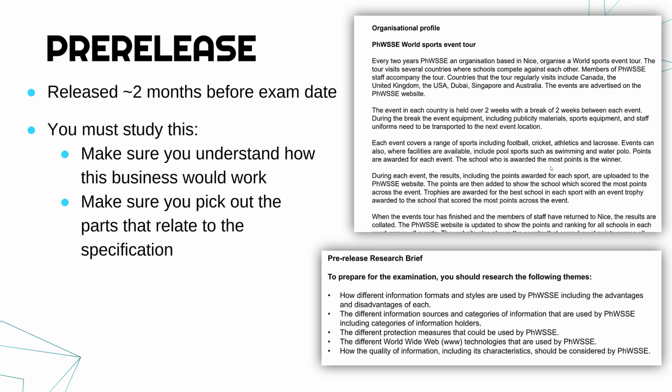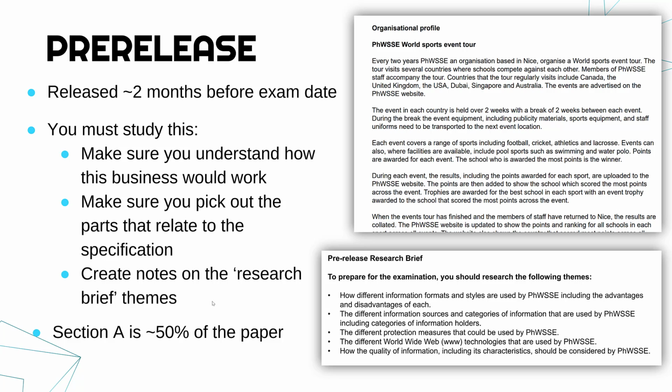Obviously, you've got to know the content in the first place, and for the points OCR specifically suggests you research, create some notes, again based on the exam content you've hopefully learned by this point. So Section A on this pre-release is roughly 50% of the paper, and that second 50% is unknown and is just on the exam content. I think some people expect the entire paper to be on this pre-release, and it's not, it's only half.